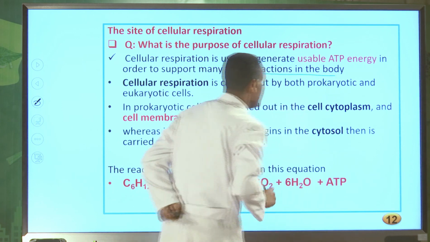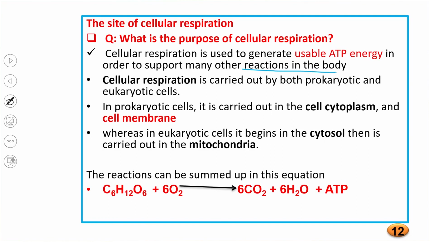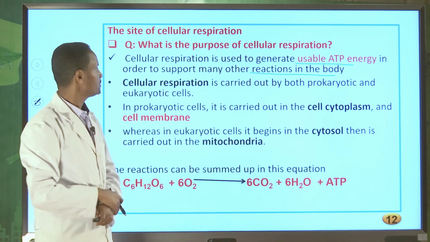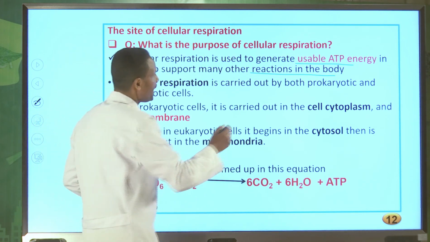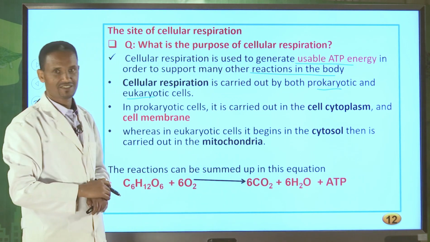In our body, many reactions take place. But to support the process of reactions that take place in our body, cellular respiration is very important to generate usable ATP energy, which is the energy currency for the cell. Our cells use this ATP to undergo different reactions in our body. Here, cellular respiration is carried out both by prokaryotes as well as eukaryote cells.